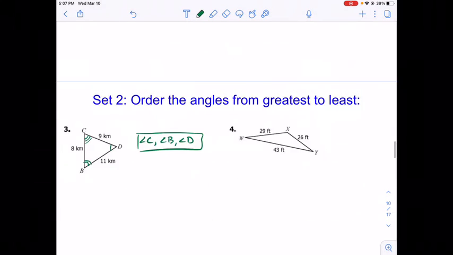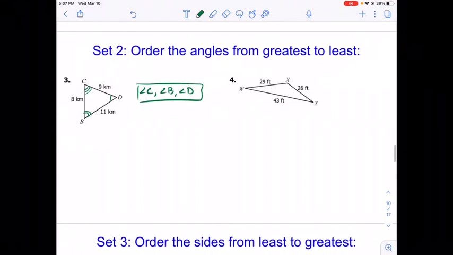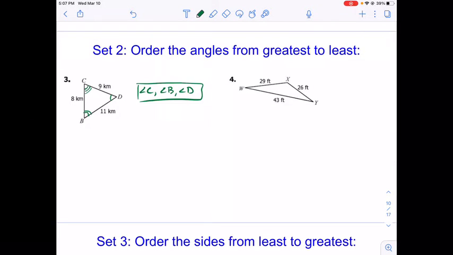All right, so let's move on to number 4. Once again, ordering the angles here from greatest to least. And so that means we're looking for our largest here, which is going to be our X. Middle is going to be W. And then this one's going to be our smallest here. So from greatest to least, greatest is going to be angle X, followed by the next one here, which is going to be angle W. And then last but not least, we have angle Y.